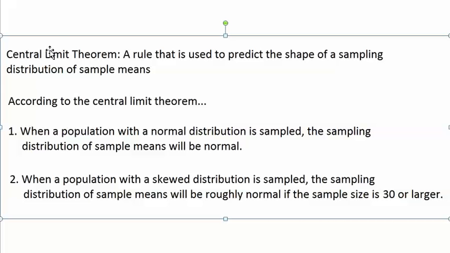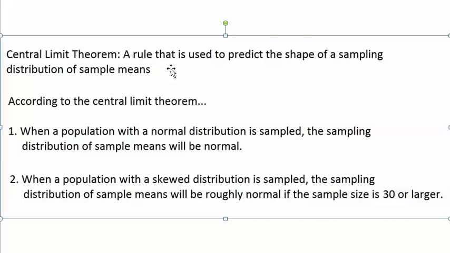In this video, we're going to be learning about a new idea called the central limit theorem. This is a rule that we'll be applying in future videos. In this video, we're just going to get an overall idea of what the central limit theorem tells us. It's a rule that's used to predict the shape of a sampling distribution of sample means.